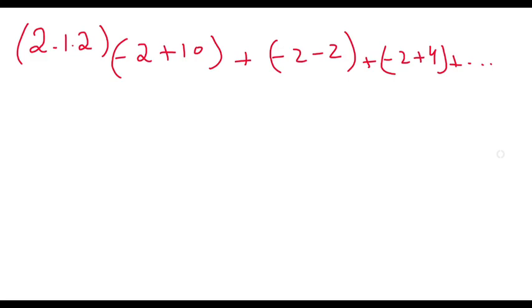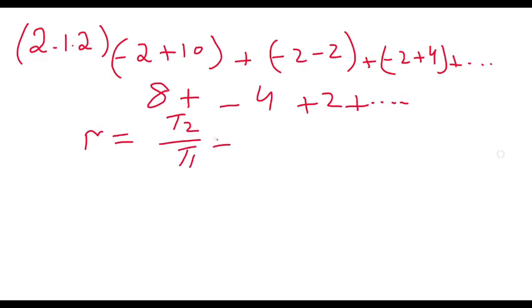So first substitute t is equal to negative 2 into the terms of the series to find the common ratio. Now, this is going to be 8 plus negative 4 plus 2 plus so on. Now the common ratio is equal to term 2 divided by term 1. So term 2 we got negative 4 divided by positive 8. The answer is going to be negative 1 over 2.